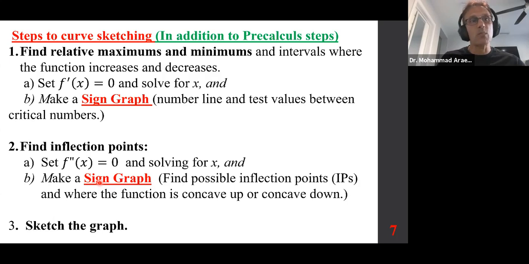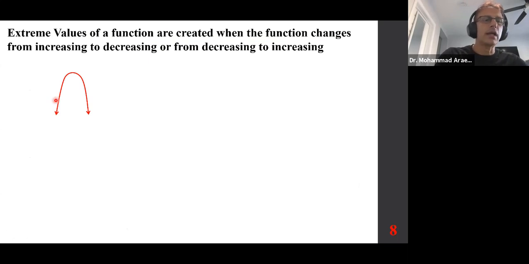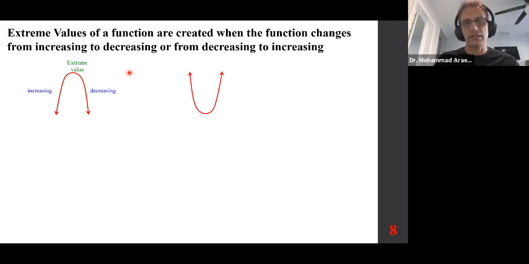Now, extreme values of a function are created when the function changes from increasing to decreasing, or vice versa, from decreasing to increasing. So the idea is this. The function is increasing, class, and then decreasing. So this is the location of a local extrema. More specifically, it's a local max. So increasing, decreasing, local max.